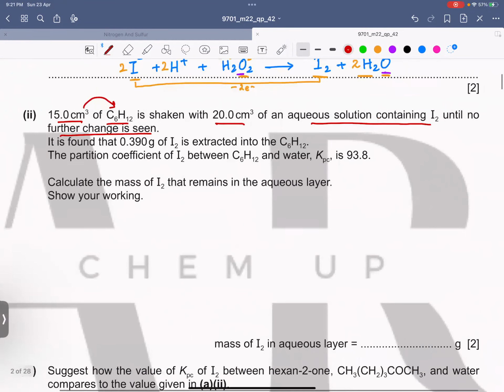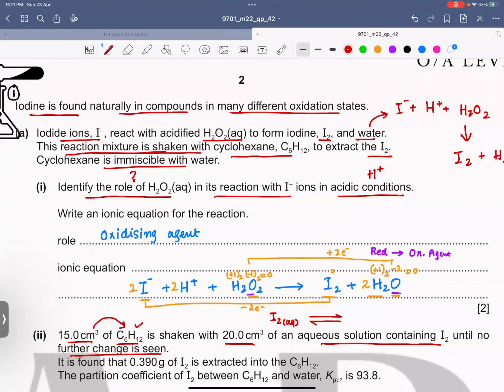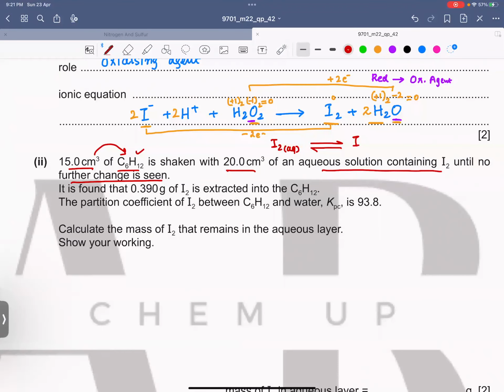Okay. So according to this information, iodine is initially present in water in an aqueous layer, and we have shaken this solution of iodine with hexane. And if you see over here, they have given this statement that the reaction mixture is shaken with cyclohexane to extract iodine, which means that iodine is also soluble in C6H12, right? So if it is soluble in C6H12, it means that some of the iodine may get dissolved in hexane, being extracted from its aqueous layer. Is this understandable?